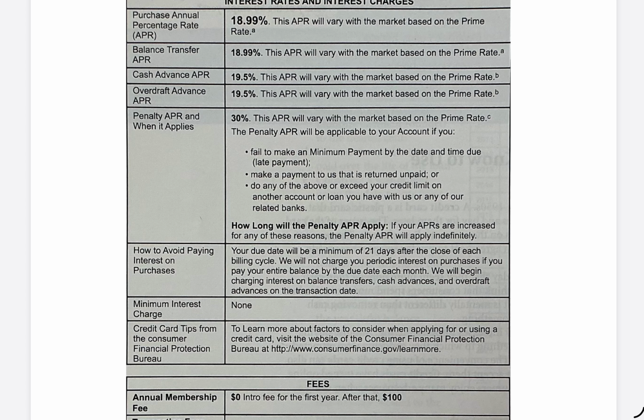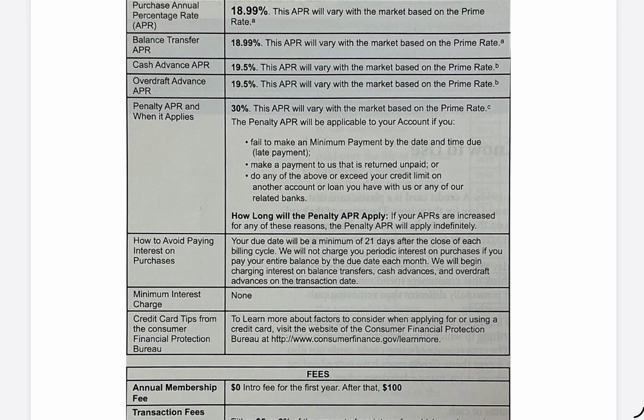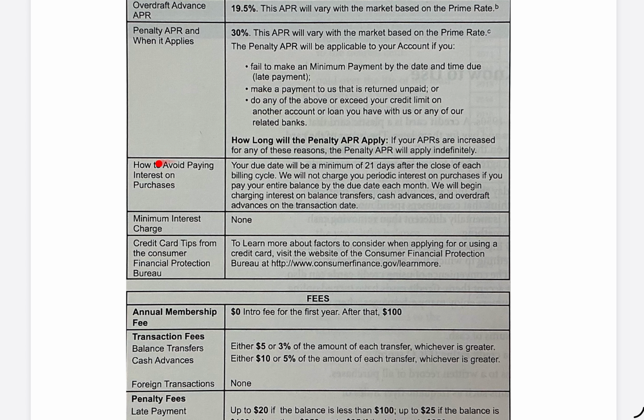Okay, so we talked just a minute ago about a revolving charge card, and as long as you pay the minimum balance, you won't be assessed a fee. But if you do fail to make the minimum payment, then this is the penalty that will take place. Then it'll tell you how to avoid paying interest on purchases. It'll also tell you if there's any minimum interest charge, and they are required to disclose the tips from the Consumer Financial Protection Bureau, and they have to provide that link to you as well.